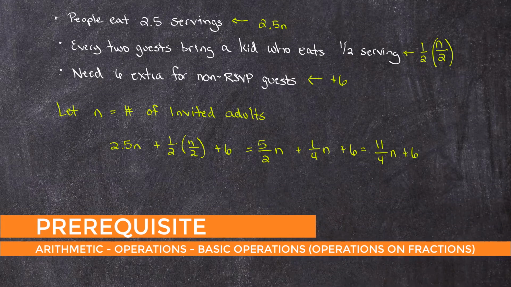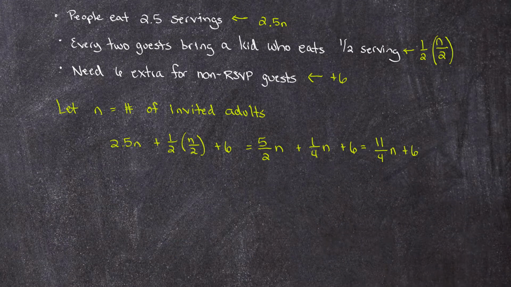But what are we going to do with this? Well, that's the actual number of servings that we need. Thus, we can determine the recipe by evaluating R of 11/4 n plus 6. Again, this may seem advanced, but it is really important.